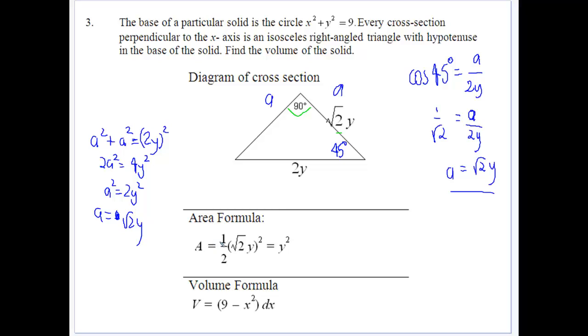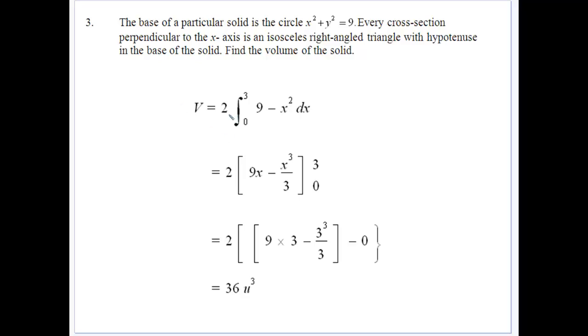So the area formula then would be half of the base times the height, and they're both the same, so that's why we've got root 2y squared, and the half and the root 2 all squared would cancel, just gives us y squared, and we know y squared is equal to 9 minus x squared, because that's our relationship, times delta x. So again, there's our formula. We go 2 lots of it, because we're going from 0 to 3 instead of minus 3 to 3. 9 minus x squared comes down to 36 units cubed.